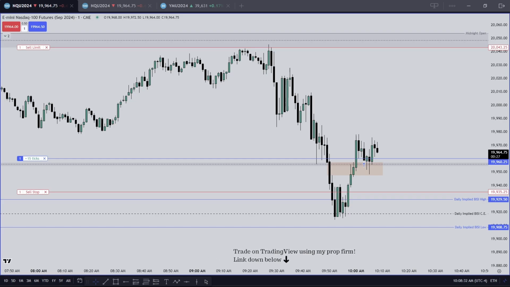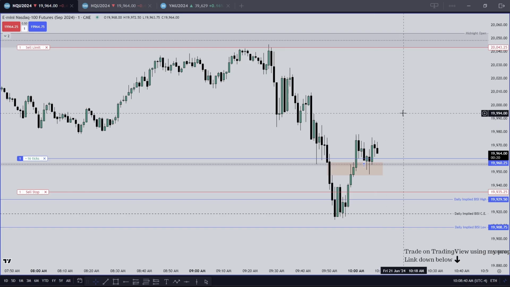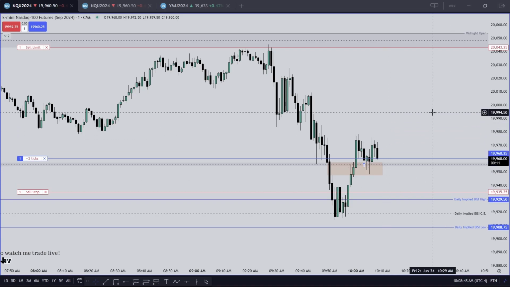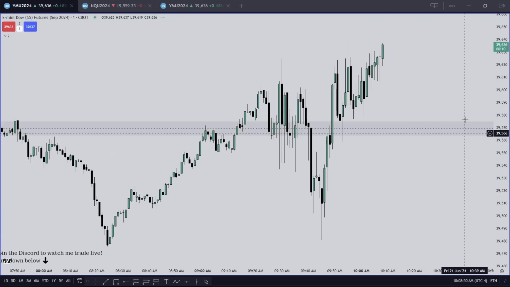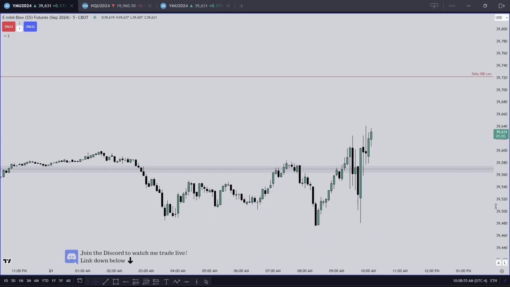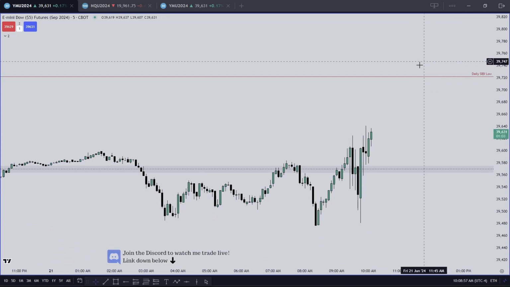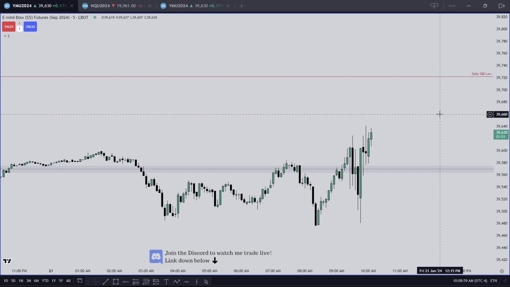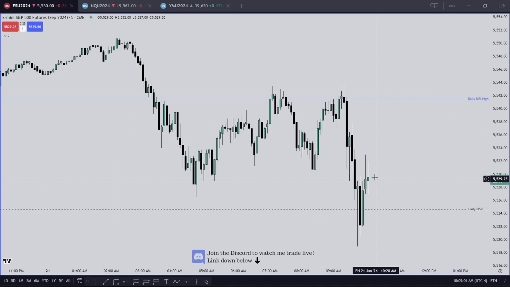S&P looking bullish. Dow, where's the Dow? Looking good as well. I like how the Dow's looking. The Dow really has been the leader all week, surprisingly. So if we take a quick look at that. All right, here's the Dow. And then my drawn liquidity for Dow is up here. S&P.